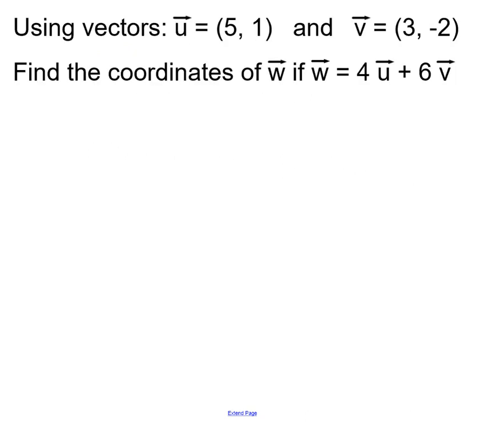We can also find linear combinations using the vectors in coordinate form. So for example, if you have vector u that has coordinates 5, 1, so if you want to see what it looks like, you can imagine I'm counting 1, 2, 3, 4, 5, 1. So let's say this is my vector u. And my vector v is 1, 2, 3, 1, 2. So this is my vector v, just to give you an idea what it looks like. Okay, now you want to find the coordinates of w if w is 4 times u plus 6 times v.